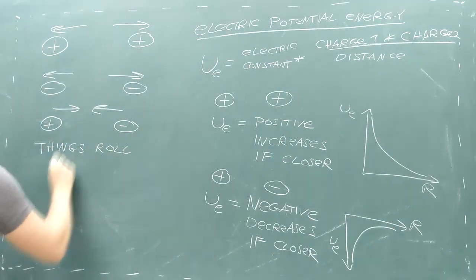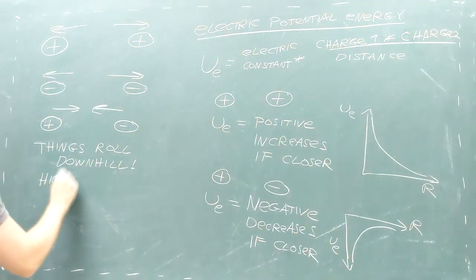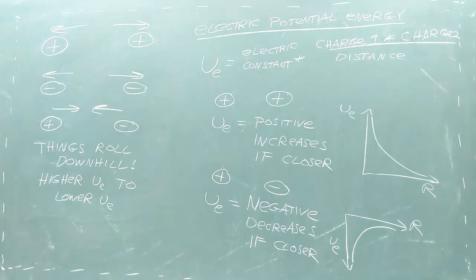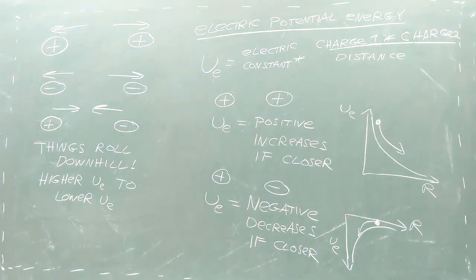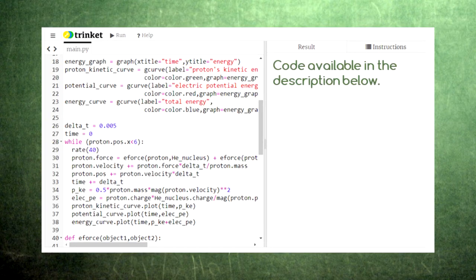Just like in real-life experience, charged particles will tend to roll downhill, meaning they will always try to move from higher potential energy to lower potential energy. This is why similarly charged particles will move away from each other, while the oppositely charged particles will move toward each other. Here is our animation with an electron and a helium nucleus, where we've added three different graphing curves.